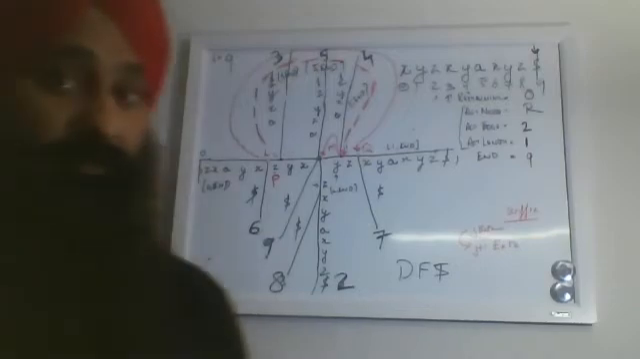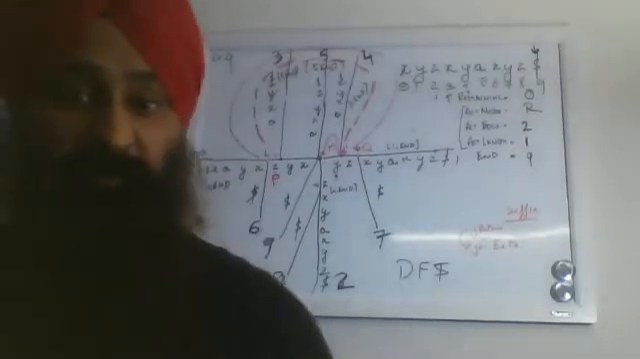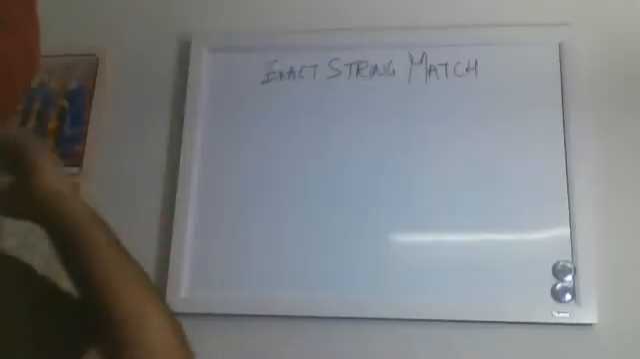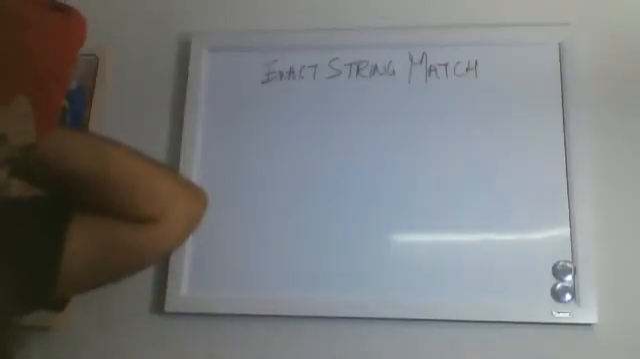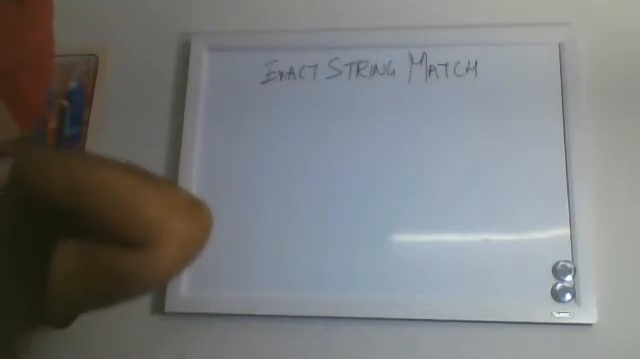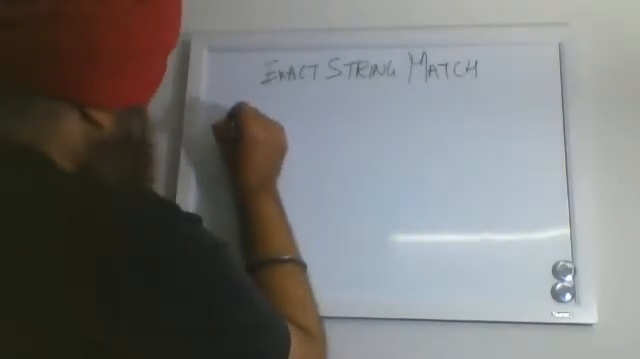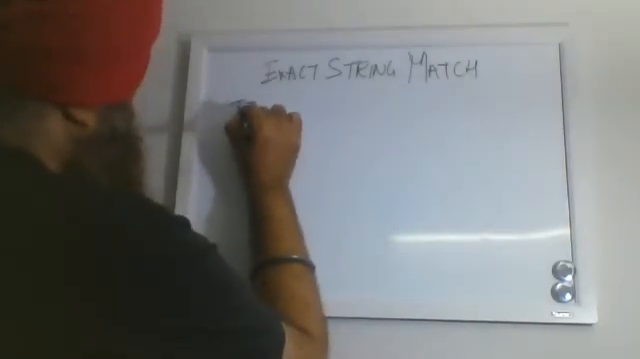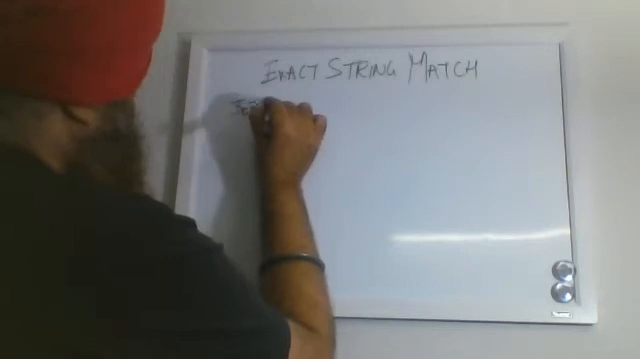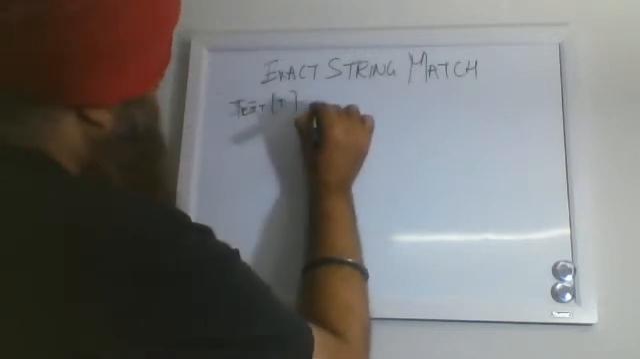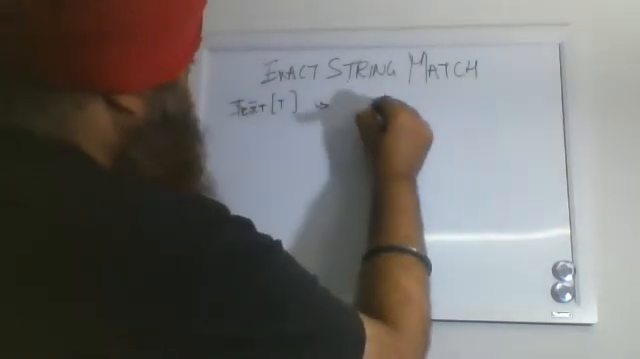I explained it a second time because in the previous video I saw it was a bit fuzzy. So let's get to know the applications of suffix trees. Give me a second, I'll just clean the board. Exact string match is as it sounds. You are given a string, a text T, and you have to find all occurrences of pattern P in it.